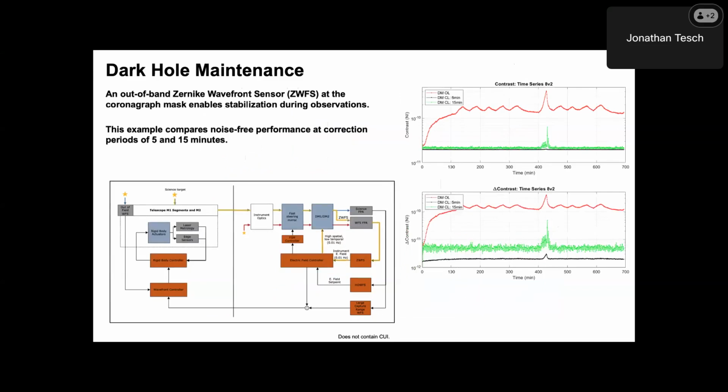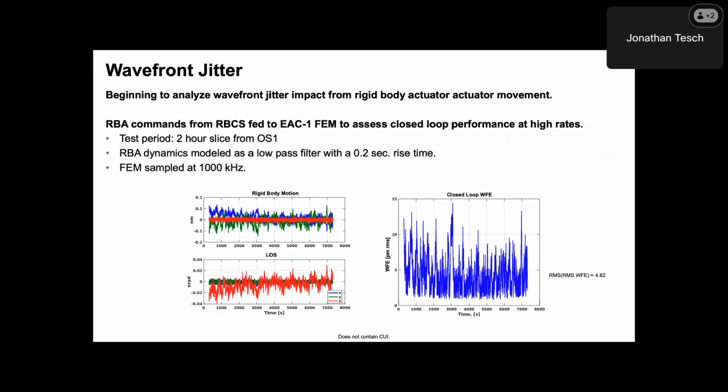Thanks. Okay, no worries. So we can move on from that point and simulate dark hole maintenance. In this case, we've looked at using a Zernike wavefront sensor, updating the wavefront in both 5 and 15-minute periods. And you can see that removes a large degree of the residual wavefront drift that we have from doing just rigid body control of the telescope from those two rates.